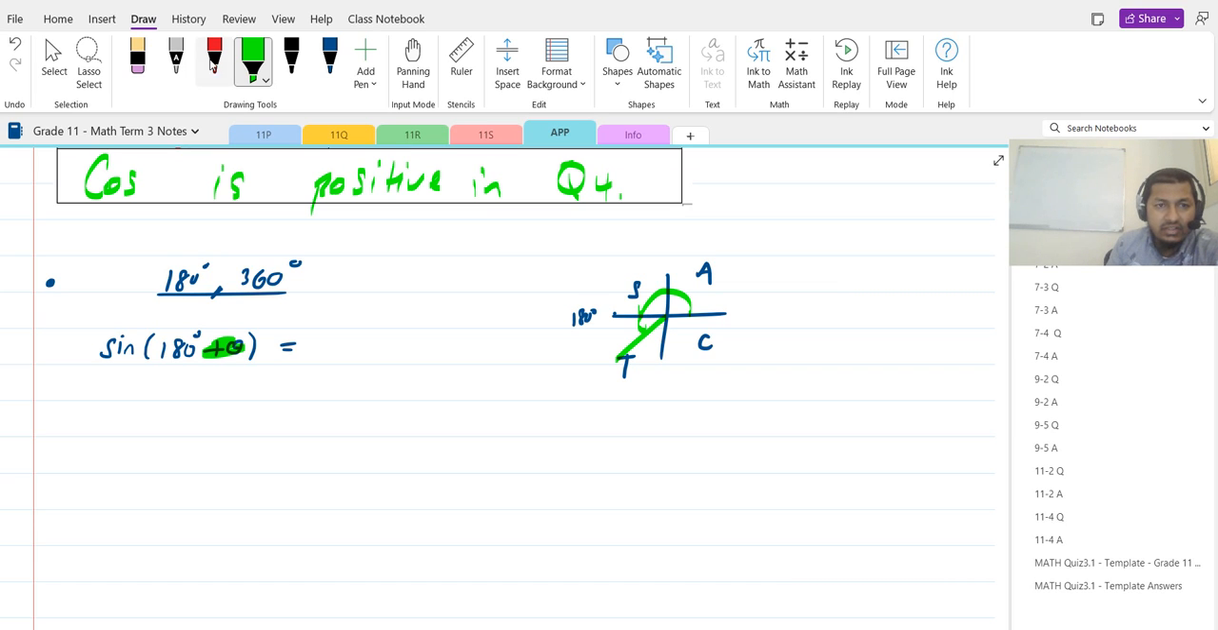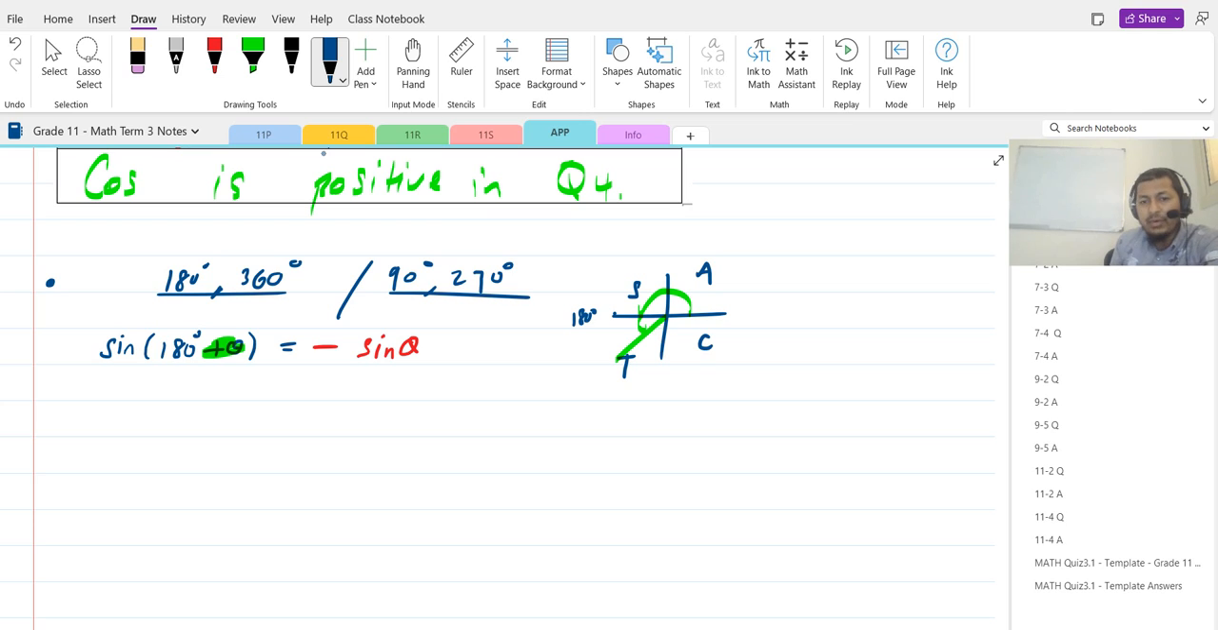In the third quadrant only tan is positive, so sine is negative, so that's done. And the trig ratio remains the same, so negative sine theta. Now similarly, if I had, let's do 90 and 270 as well, so you understand what we're doing. Remember, in the third quadrant we can also have an example like this. Example, what is tan of 270 minus theta?